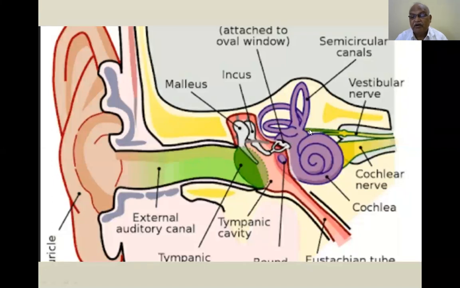This is the vestibule. So this is the vestibular nerve. This is the cochlear nerve. Both unite to form the vestibulocochlear nerve, that is called the eighth nerve. The vestibulocochlear nerve is the eighth nerve. The seventh nerve is the facial nerve.